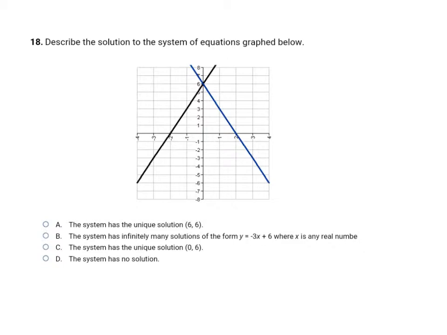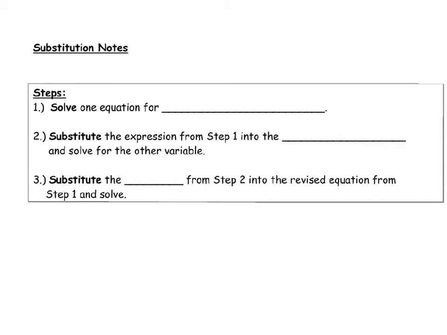So here you're asked to describe the solution of this system. And so here they intersect. So our solution is going to be this point here where they intersect. It's intersecting at the point (0, 6), and so that's going to be my one solution. So that makes my answer letter C.